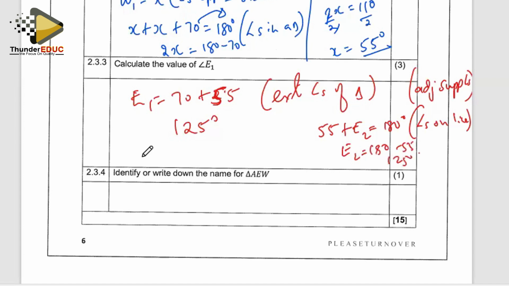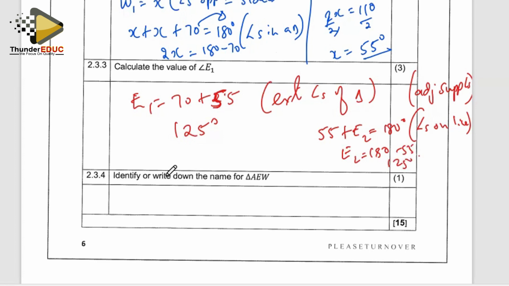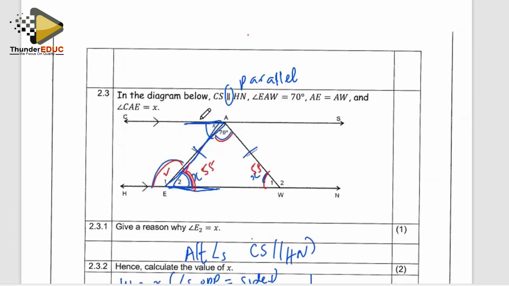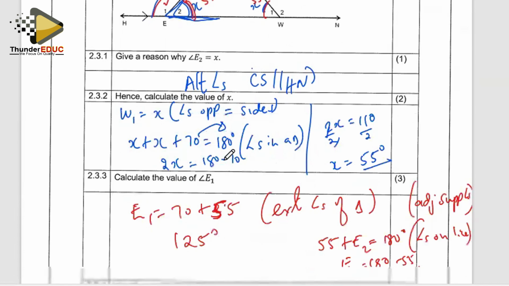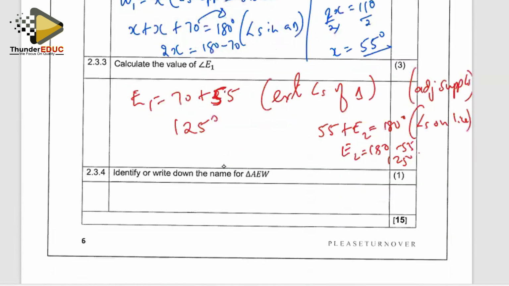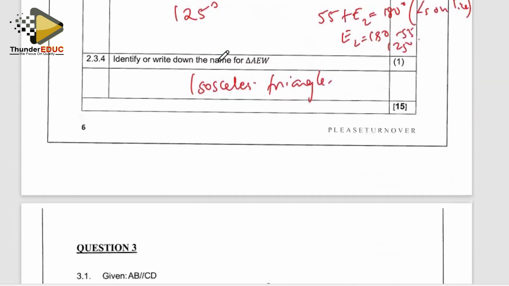Same marks, okay? Then identify the name for AEW. AEW. So this is an isosceles triangle. It's a triangle with two sides that are equal. So it's an isosceles triangle. All right, so that is question number 2.